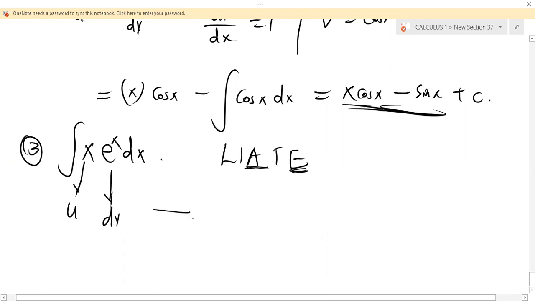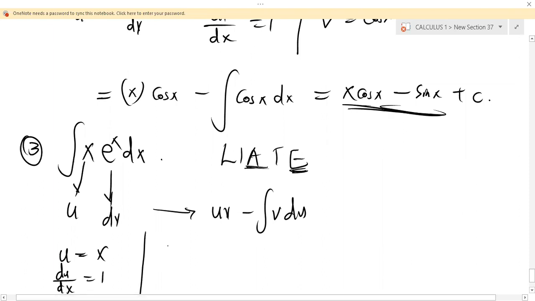Then the formula for integration by parts is uv minus the integral of v du. So all we need is to find the values in the formula. Now, if our u is equal to x, then what is our du/dx? Our du/dx is 1. If our dv is equal to e^x, then what is our v? If you integrate e^x, you get e^x.